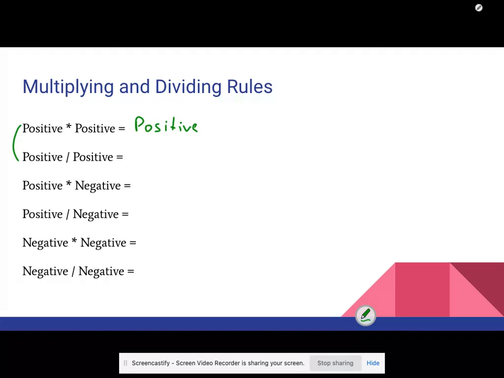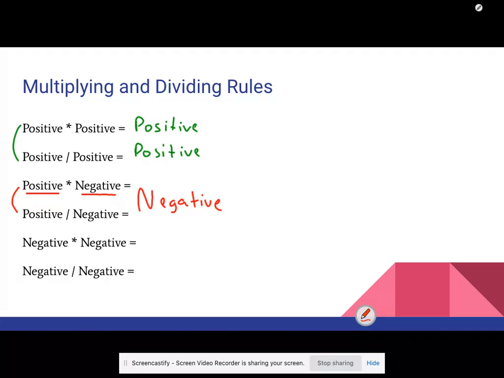Same thing with dividing. I'm going to get a positive answer. The next two are trickier because I have one positive and one negative for both multiplying and dividing. Well, if I think about a happy person and then I bring in a negative person, negative people bring you down. So positive times a negative or positive divided by a negative ends up with a negative answer.